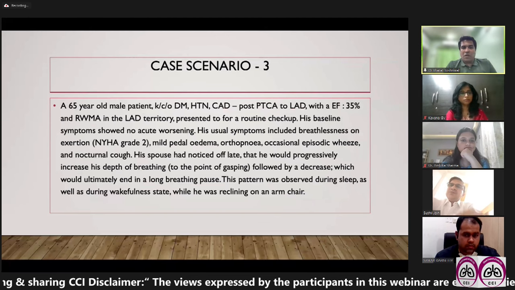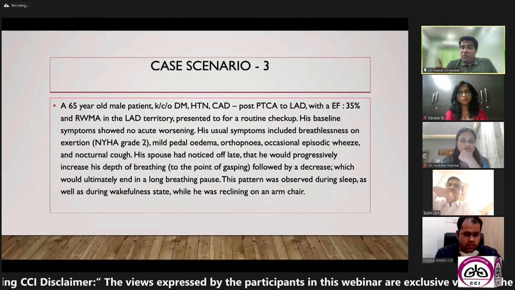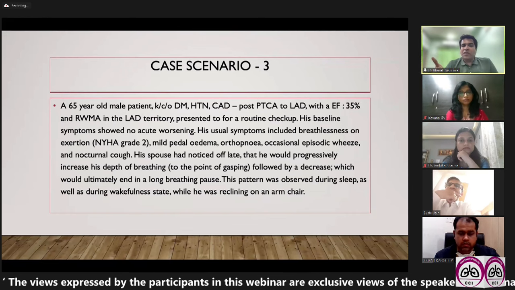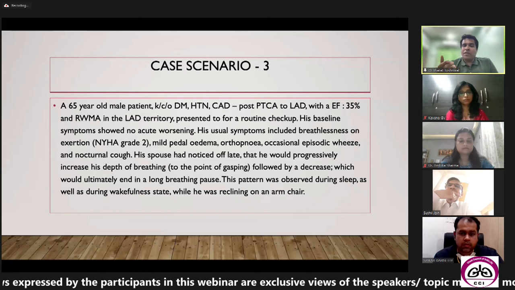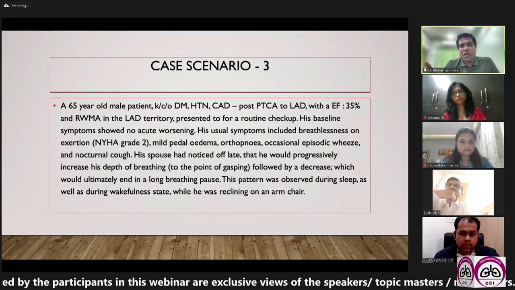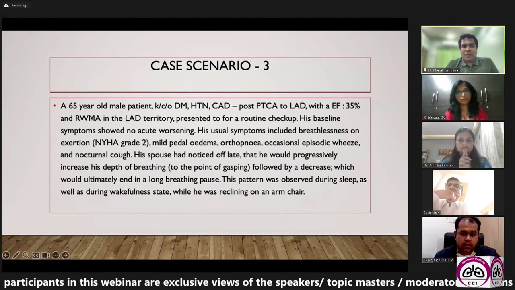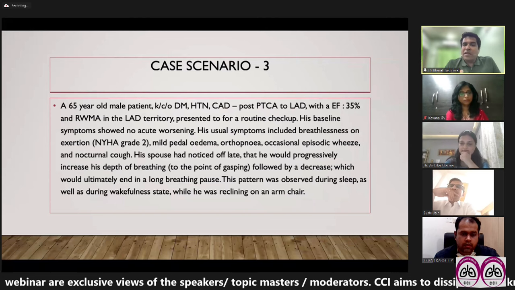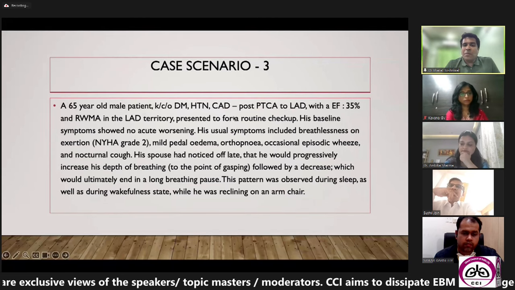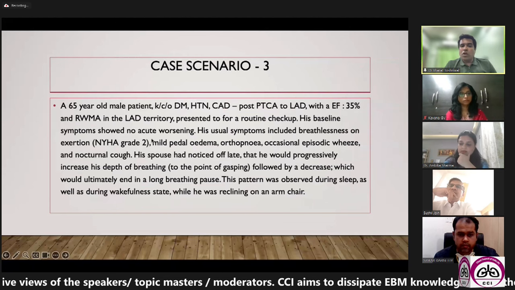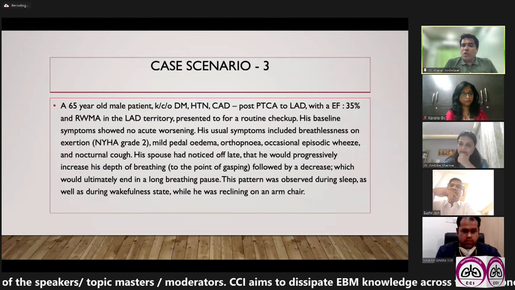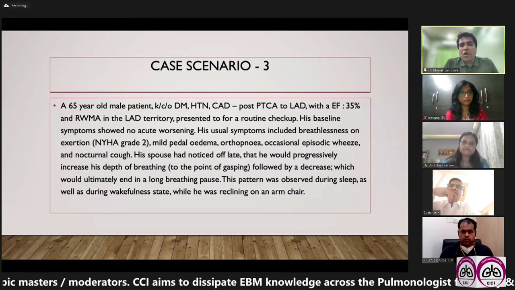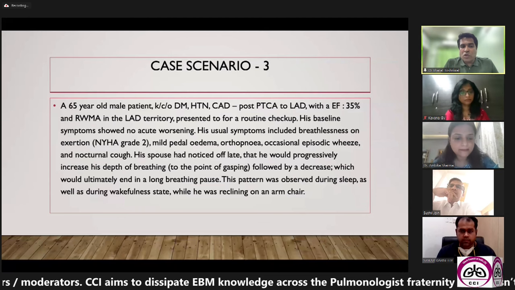My third case is for Ambika, madam. We as pulmonologists are more likely to see such a case, I feel. A 65-year-old male patient, known case of diabetes, hypertension, CAD, post PTCA to LAD with an ejection fraction of 35%, and there are some ISD components still present, who has presented for a routine checkup. His baseline symptoms showed no acute worsening. Usual symptoms included breathlessness on exertion, NYHA grade 2, mild pedal edema, orthopnea, occasional episodic wheeze and nocturnal cough.